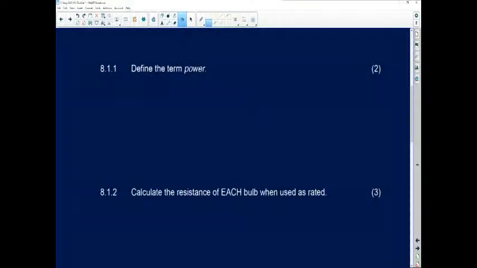So the definition for power is: it is the rate. It's not very different to the definition for power we use in work, energy, and power. So it is the rate at which energy is converted to other forms.